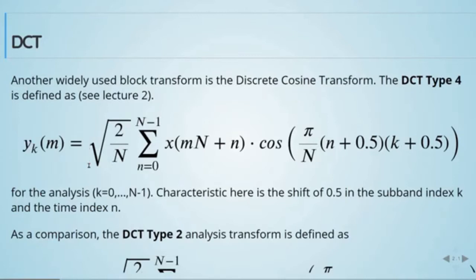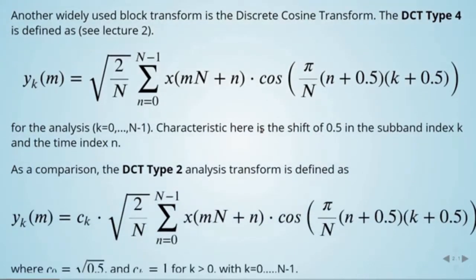We notice we have this square root of 2 divided by capital N. We have this 0.5 here, and this 0.5 here, and the analysis goes from k going from 0 to N minus 1, and we have the sum from n going from 0 to N minus 1. So the characteristic here is the shift of 0.5 in the subband index k and in the time index n.